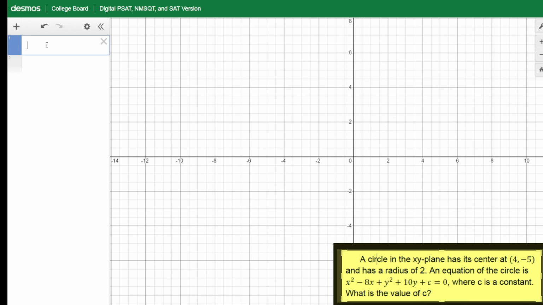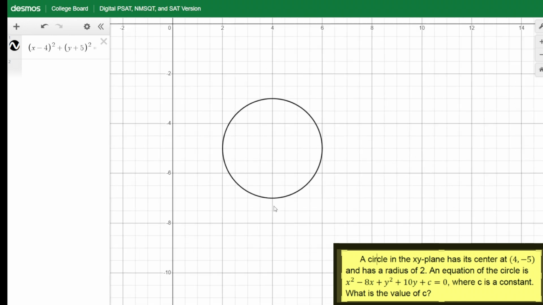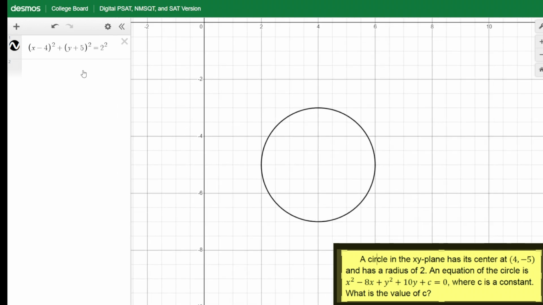So that will be (x minus 4) squared plus (y plus 5) the whole squared equals 2 squared. So this is the equation of a circle. Let's put in that equation here, and we got a circle here with this equation. Let's zoom this in.